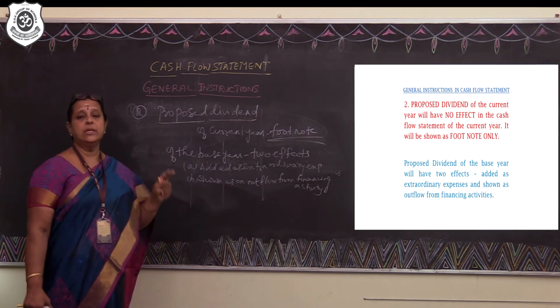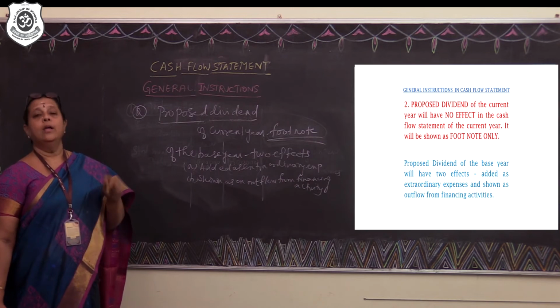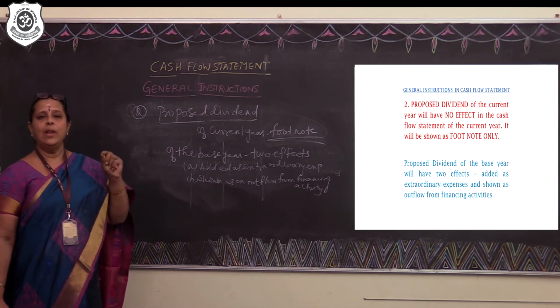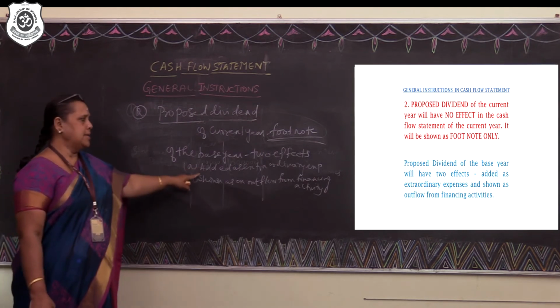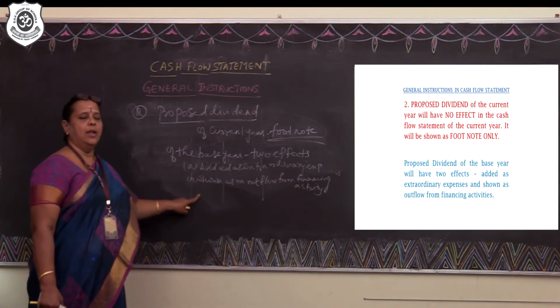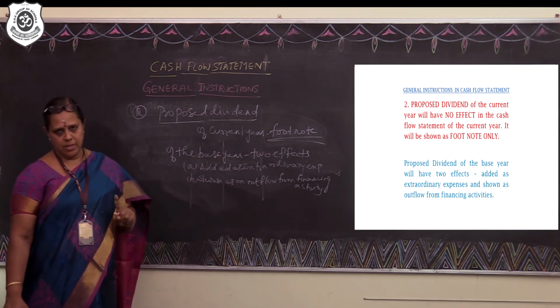So, the base year's proposed dividend, which would have been paid during the current year, leading to cash outflow, will have an effect in your cash flow statement. Effect number 1, added as an extraordinary expense, and effect number 2, shown as an outflow from financing activities.